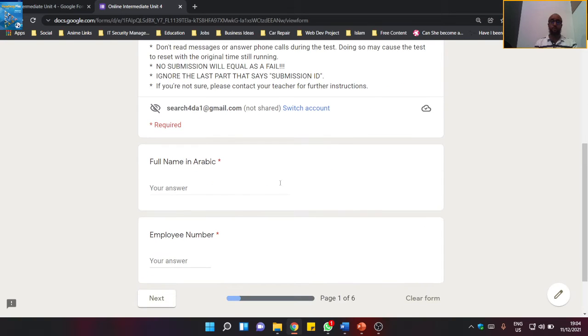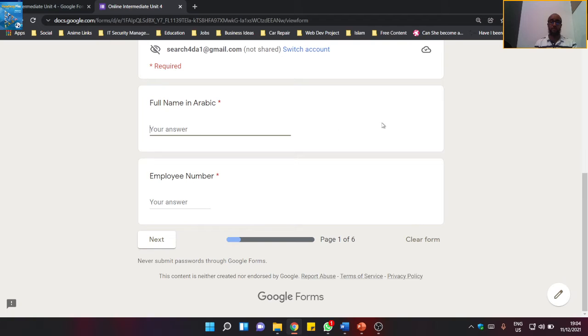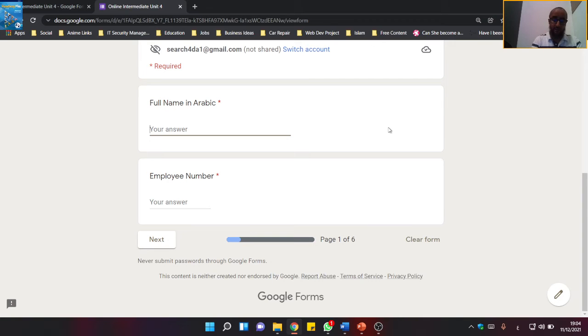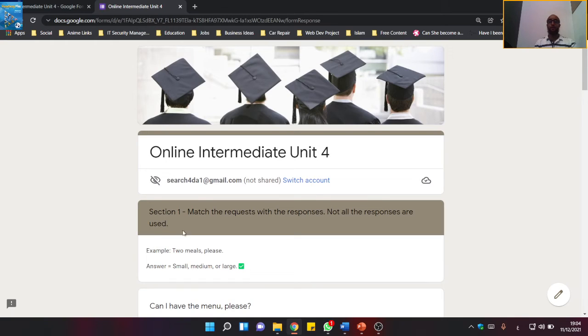As usual, you should start off by writing your name in Arabic. So I will do the same thing now. Just change it to the Arabic text. I'm going to write my name, which is Muhammad Hussein. There you go. And of course, the employee number will be whatever yours is, but mine is just going to be random. And we're going to look at the first unit together.